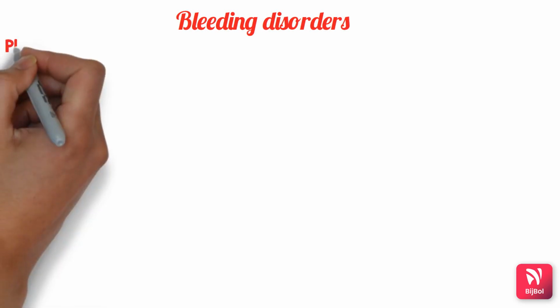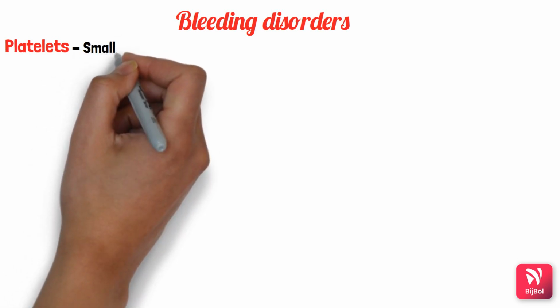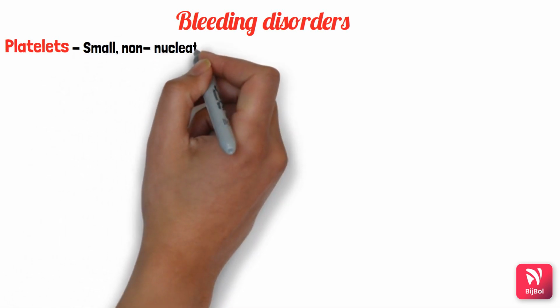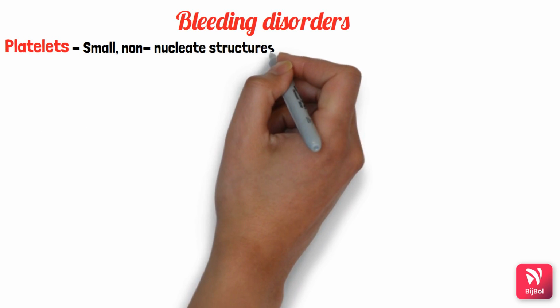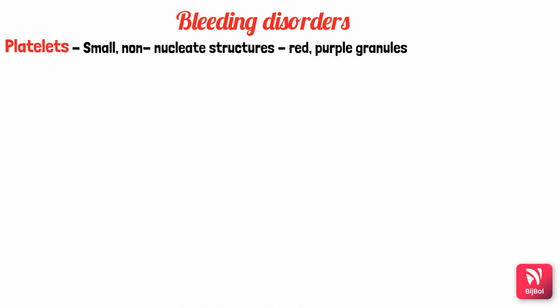So platelets, basically, are derived from megakaryocytes. These are the smallest of the blood cells and are non-nucleated structures. That means these are cells which don't contain a nucleus, like RBCs, and they contain some granules which are red to purple in color. These granules contain factors that help in activation of platelets and help platelets in the clotting mechanism.